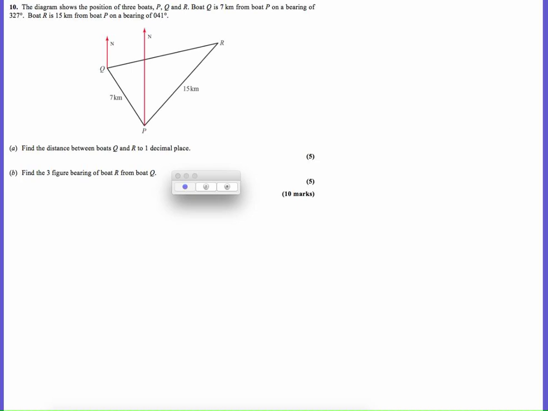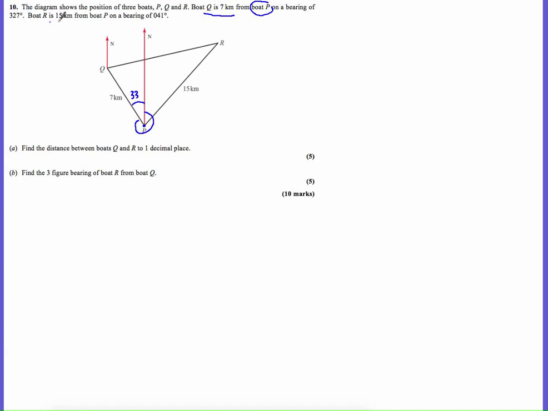So a bit of basic trig to get started, not too bad. Read this carefully. 3 boats, P, Q and R. Boat Q is 7 kilometres from P, so this means from P. This is where we're talking about on a bearing of 327. So that means that that angle around there is 327. So what that gives us is that this bit here is 33.